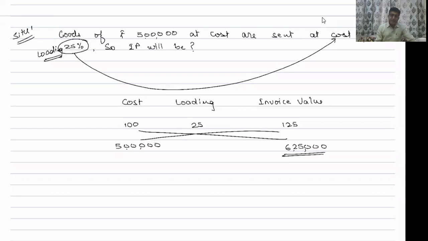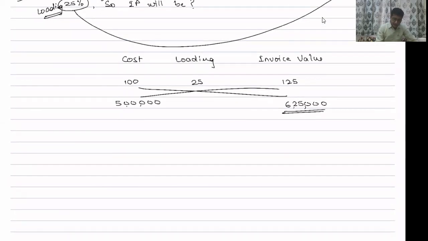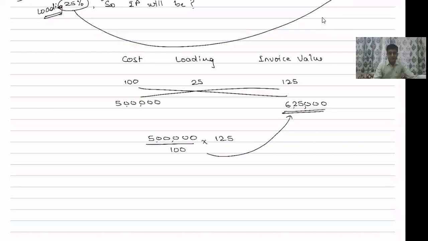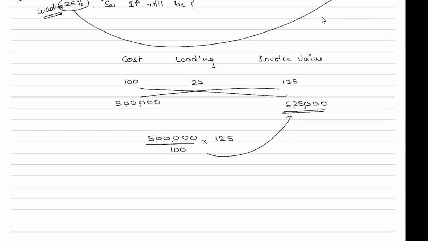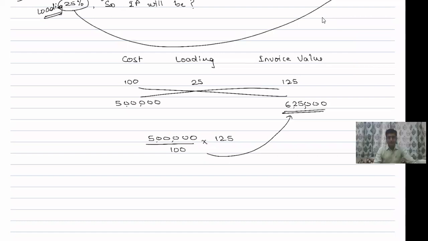Did you understand this? How did I arrive at this? 5 lakh upon 100 into 125. Do you get this or not? I expect the interaction. I expect a kind of response. At least you can raise your hands, right? That's fine. Okay, I'll go ahead.